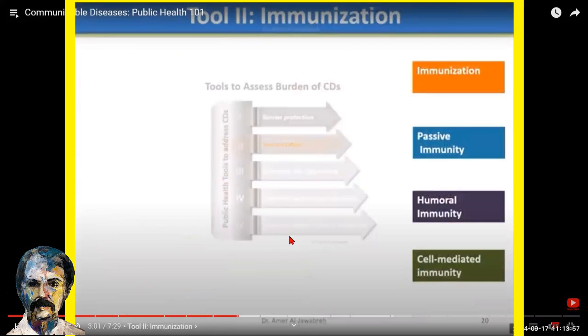Then we come to tool 2. Tool 2 is immunization. And maybe you had the immunology course. Did you have an immunology course? Good. So this is the tip of the iceberg, immunology. We have immunization, which is active immunity, and then passive immunity. We have humoral immunity, and we have cell-mediated immunity. Let's have a look, just a very brief definition. For more details, you can refer back to your immunology course.